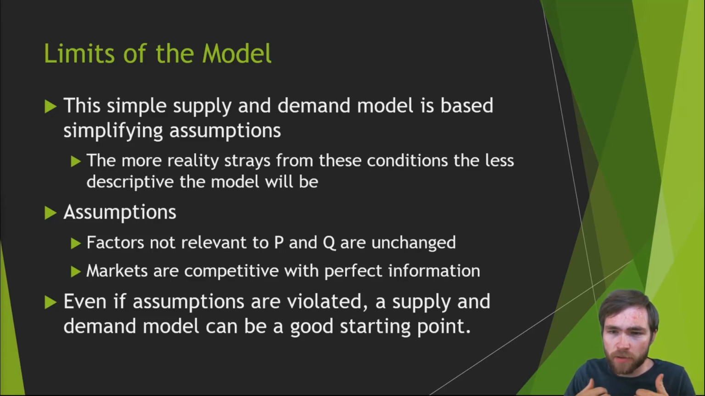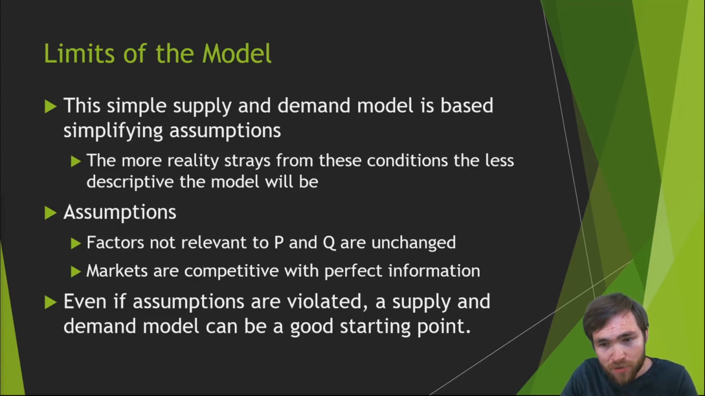The simple supply and demand model is based on a number of simplifying assumptions, and the more reality strays from those assumptions, the less descriptive it's going to be. So some of the core assumptions, and this is not an exhaustive list, is that factors not relevant to price and quantity are unchanged. This is often abbreviated as other factors fixed, right? So we're assuming that nothing else is happening in the background that's going to alter supply or demand.